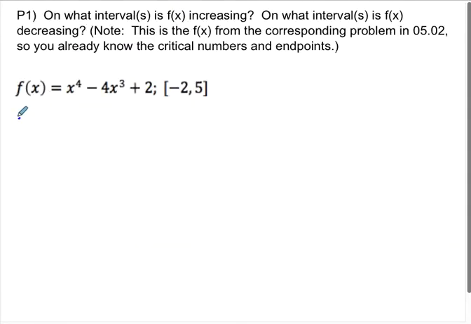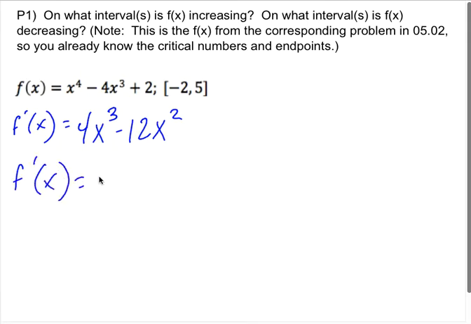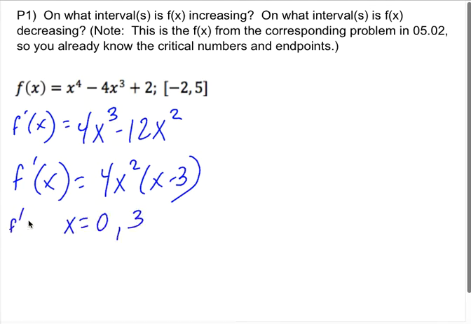So again, we've already found the derivatives of these things. If you want to go back and look at your notes from the last section, right, we've already found these. So I'm going to yank out a 4x squared and be left with an x minus 3. Okay, so we already know that the critical numbers are at 0 and 3. So these are when f prime is 0, right? We know f prime does not exist is not an issue here because there's no denominator. And we know that we have endpoints at -2 and 5, right?